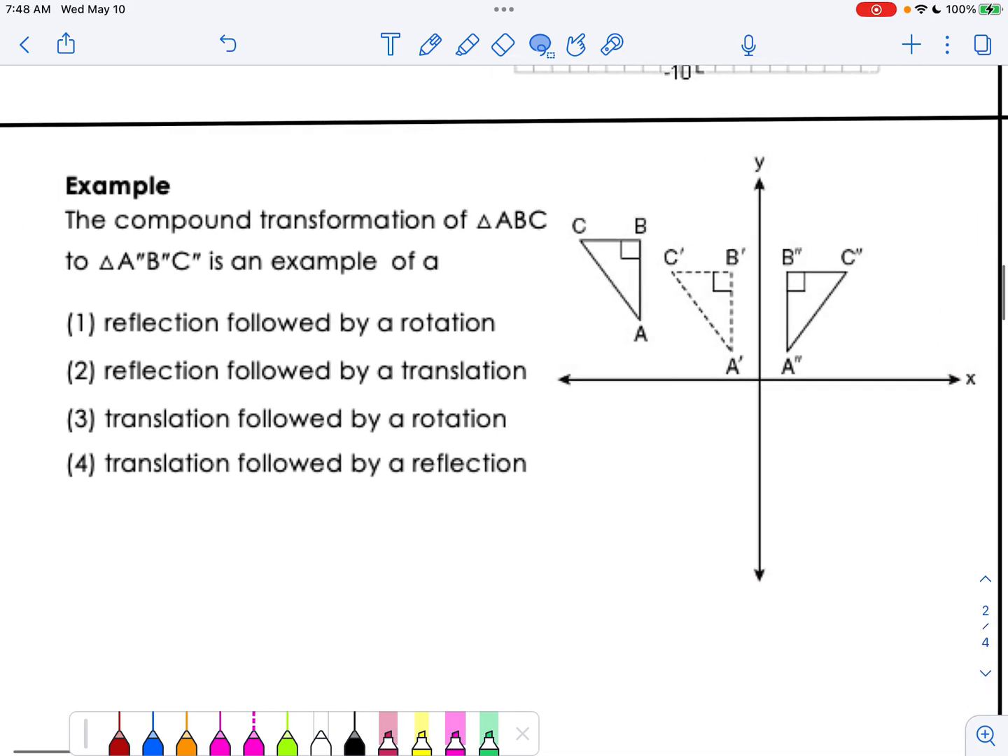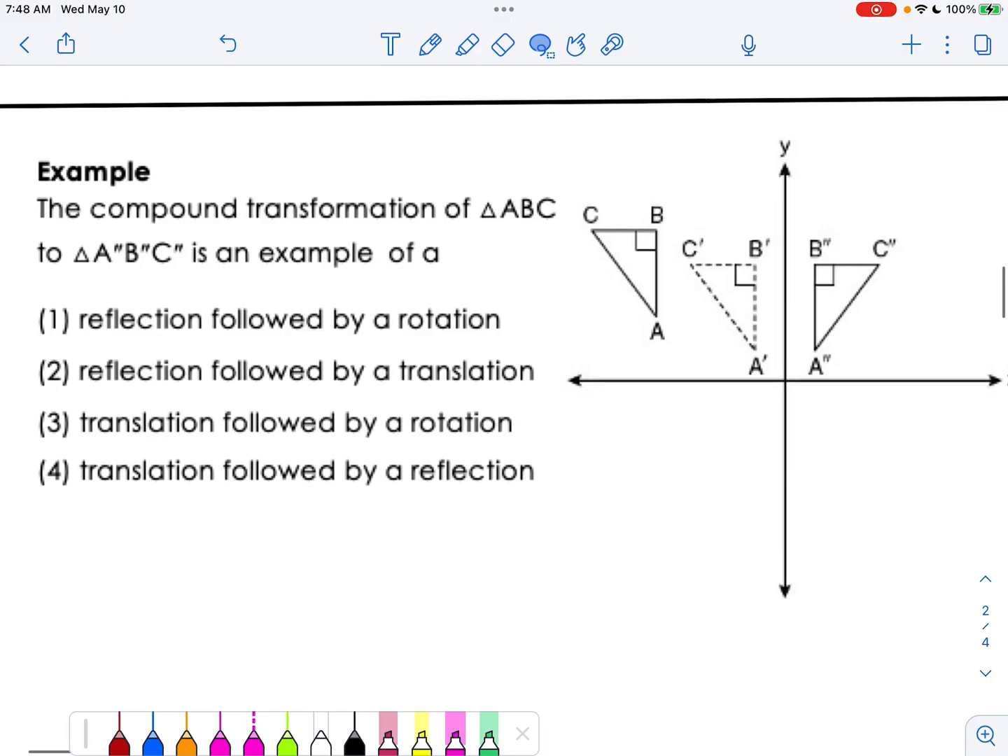So this very first example highlights the importance of putting those little extra apostrophe-looking marks when we're labeling these. I mentioned them last week, but it is very important that we pay attention. Over here to the right, there's a graph with three triangles, and they want us to describe the compound transformation that's happening.